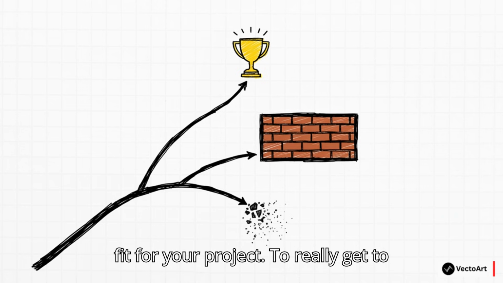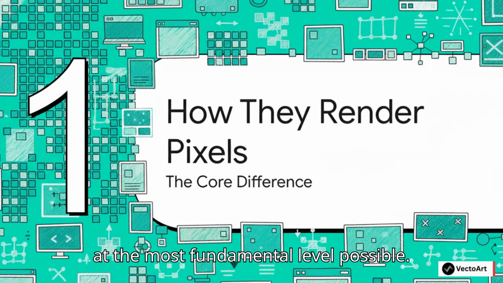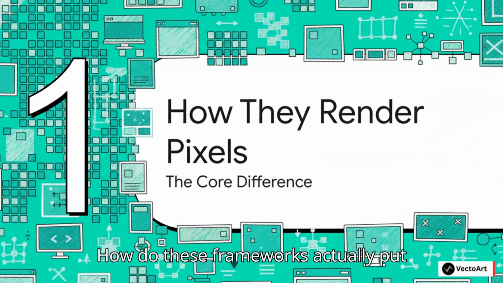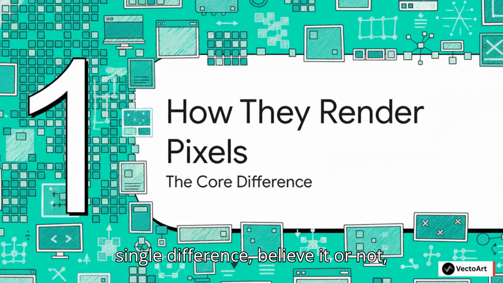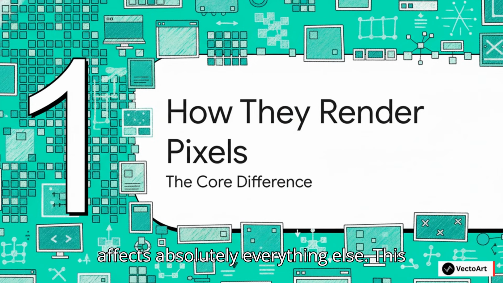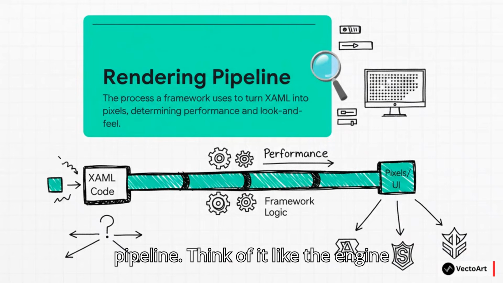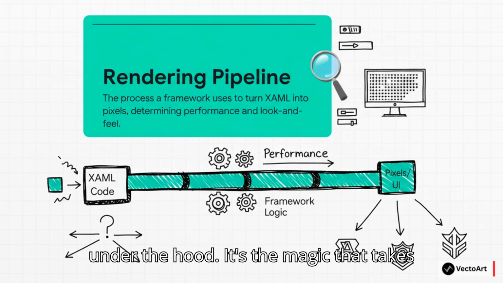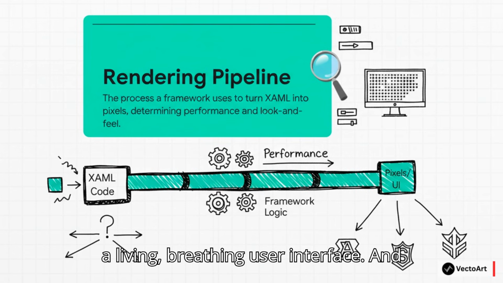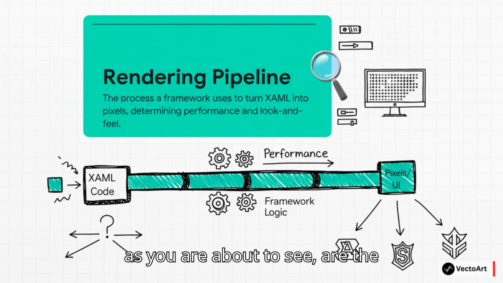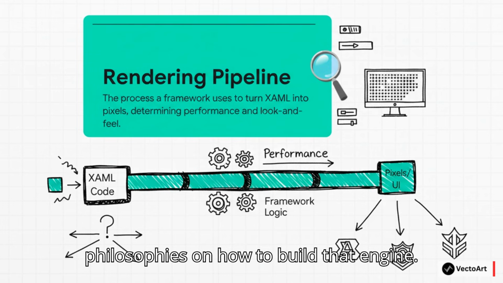To really get to the bottom of this, we have to start at the most fundamental level possible. How do these frameworks actually put pixels on your screen? Because this one single difference, believe it or not, affects absolutely everything else. This whole process is called the rendering pipeline. Think of it like the engine under the hood. It's the magic that takes your clean XAML code and turns it into a living, breathing user interface. And as you are about to see, the three contenders have totally different philosophies on how to build that engine.